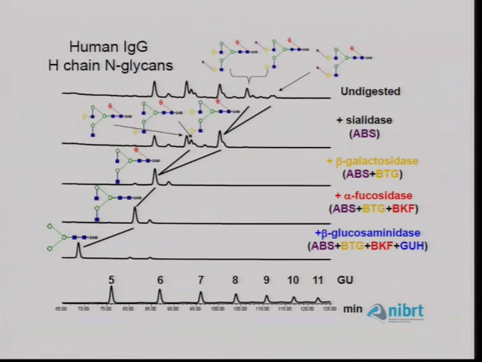So this is a basic array of enzymes which will tell you a lot of information, including if you've got some strange things here that you hadn't anticipated. As you can see, if you use these enzymes in turn, this peak, for example, will first lose sialic acid, it'll move here, then it will lose galactose and move here, then it will lose fucose and move here, and then it will lose its N-acetylglucosamines and it will move here.